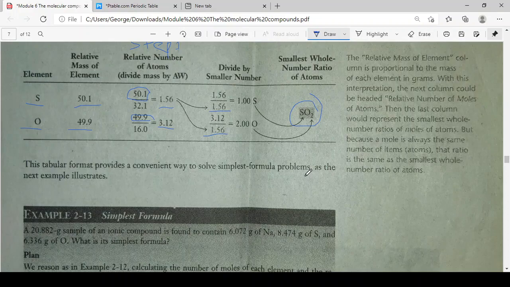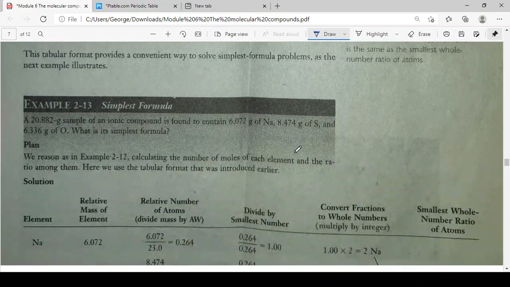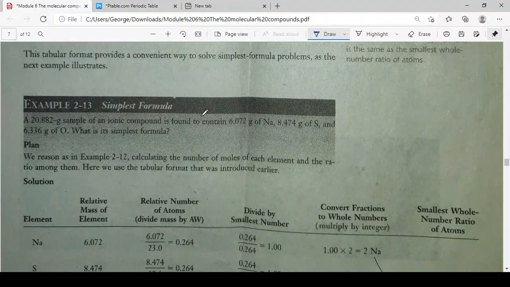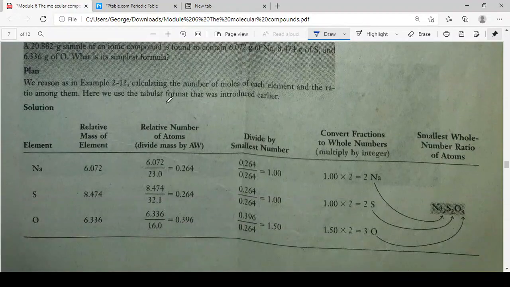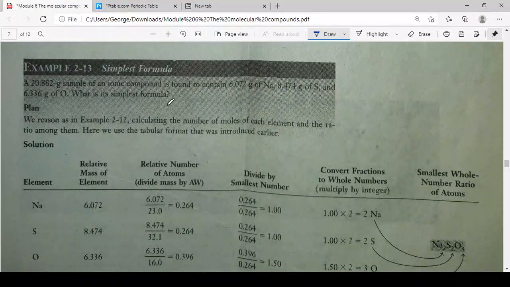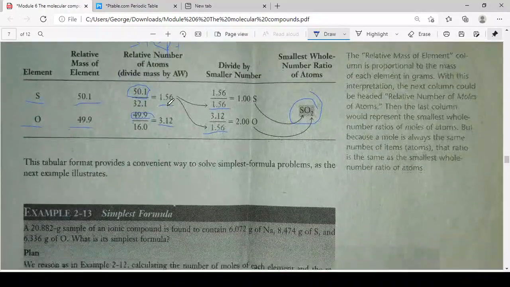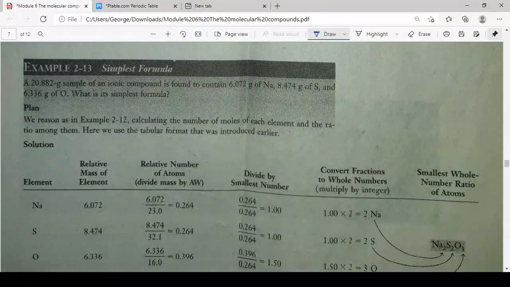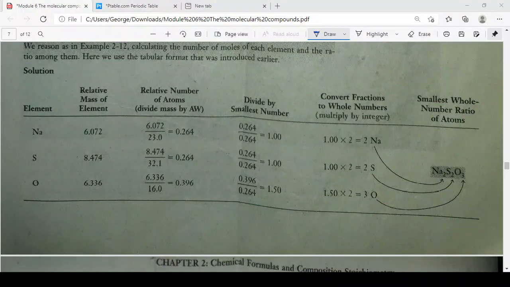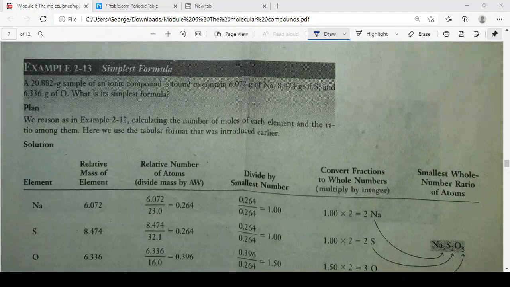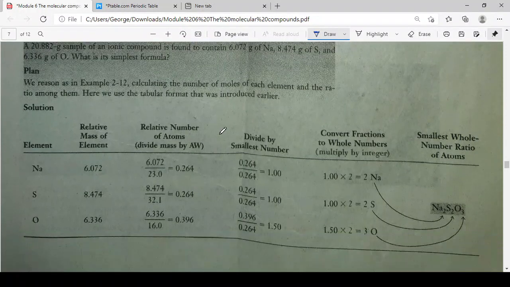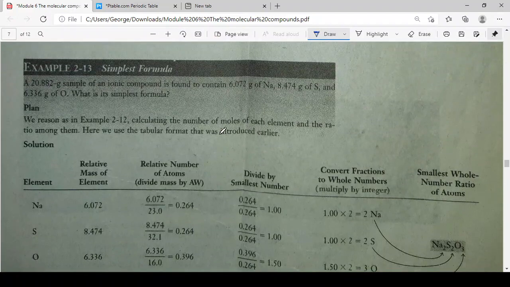So this tabular format provides a convenient way to solve your simplest formula, as the next example illustrates. Kids, this time it is not two but three elements that we will solve. Next, in our example 2.13, it is still your simplest formula, but instead of two elements present in your mixture, we now have three elements.